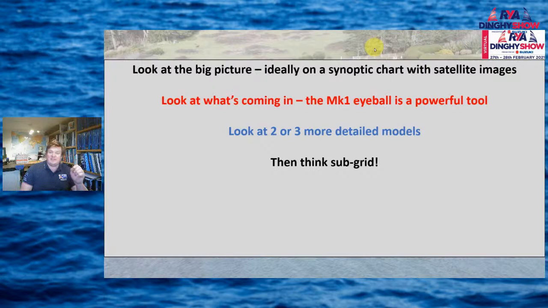Then think subgrid. Because don't forget, however detailed the weather model looks, it's not going to pick up things like small lees, like accelerations around points. It's not going to tell you where the gusts are, and it certainly won't tell you whether your wind is lifting up and over land that it's going on shore to. So have a quick think about those.